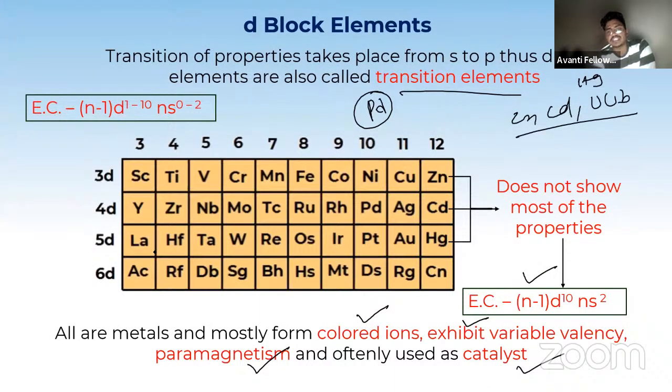And I told you yesterday, D block elements, they do not show most properties. Very, very most important about their electronic configuration is (n-1)d1-10 ns2.